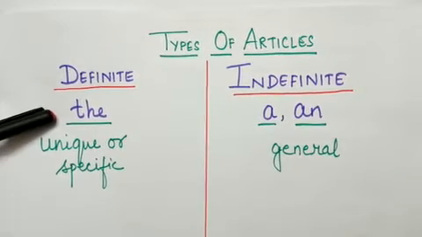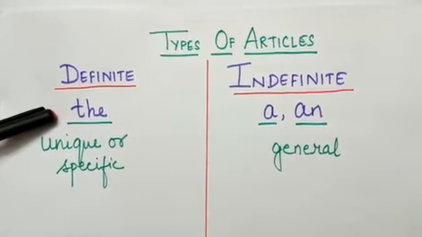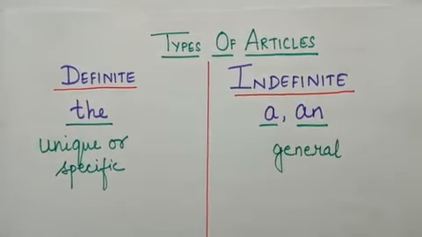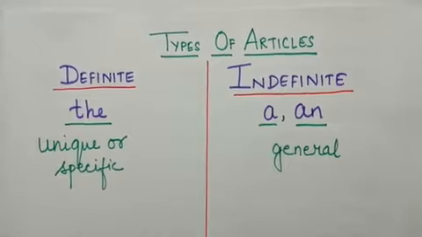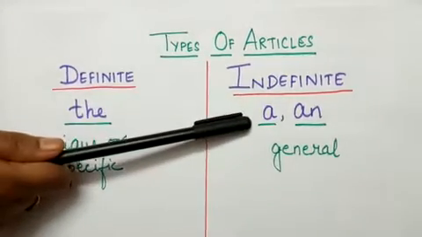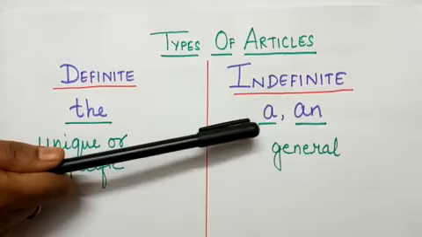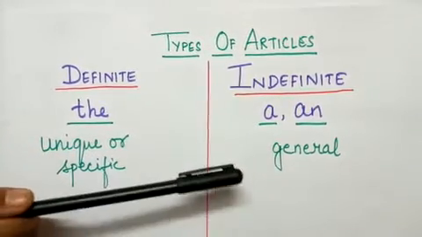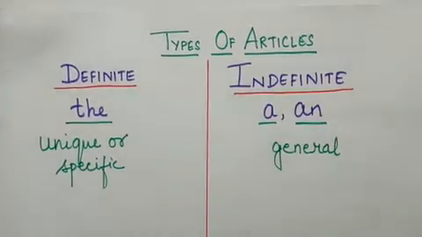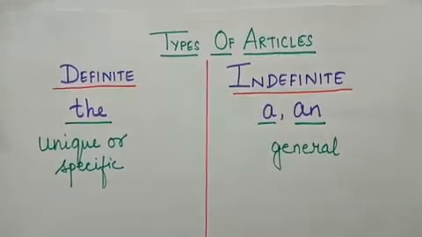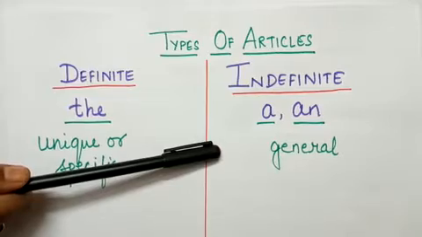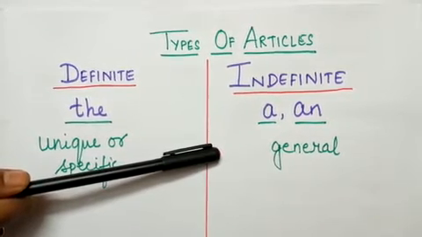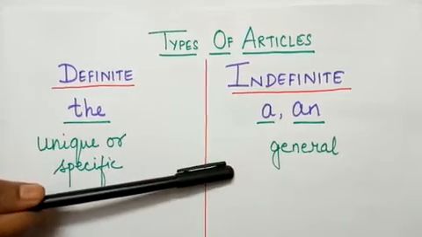As we said, the comes in the list of definite articles because it shows uniqueness, or it indicates a specific thing. Whereas a and an come in the list of indefinite articles because they do not show any uniqueness or anything definite about a thing which is being talked about. Instead, they show the thing in a general context.